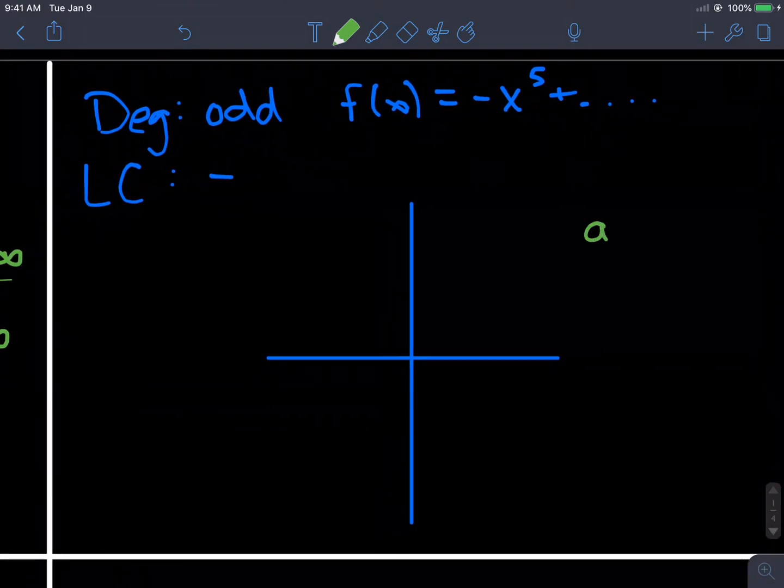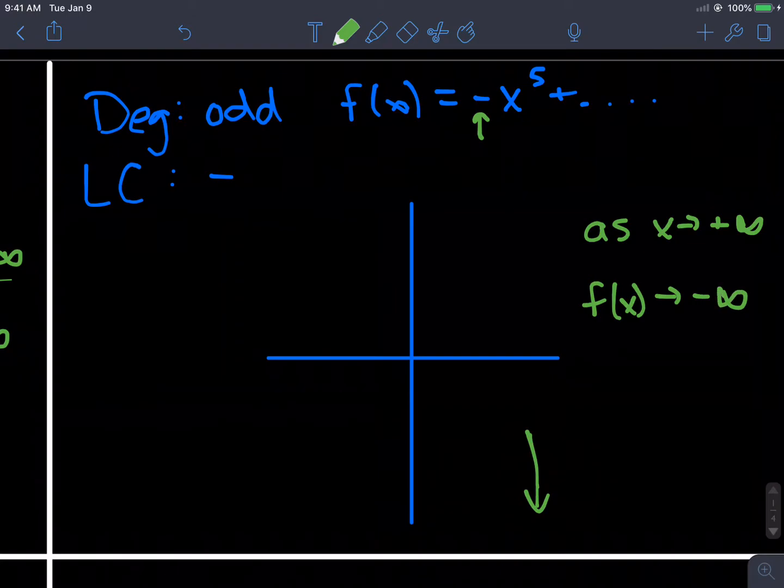Let's consider x going to the right again first. As x goes towards positive infinity, if we plug in large positive numbers, a positive number to the fifth is positive, but then that negative leading coefficient is going to make those positive numbers negative. So this is going down. We're going to get out negative values as we plug in large positive. So as x goes towards positive infinity, f of x is going towards negative infinity.